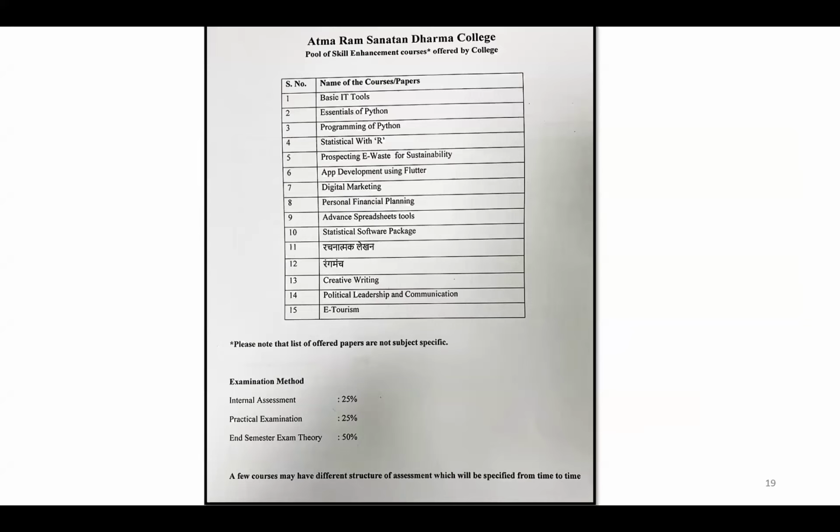Now I will also discuss the skill enhancement courses. This course is also for 2 credit, same as value-added courses. So the college will offer, as you know, these courses you will study out of the pool of courses which college offers. So our college will offer these 15 courses in semester first.